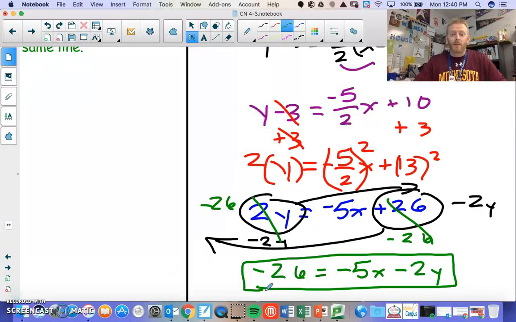All right, this is 4-3. We're putting things in a point slope form. We're changing all sorts of different forms. It's kind of crazy and fun.